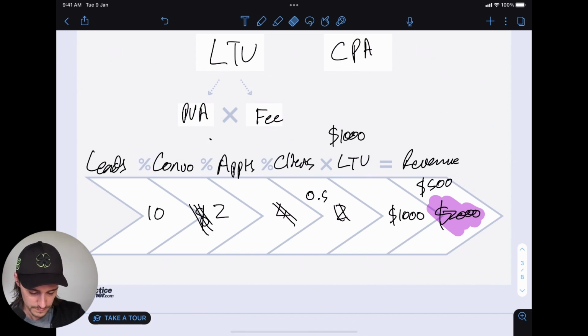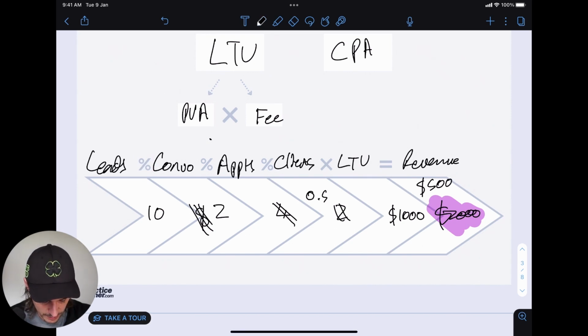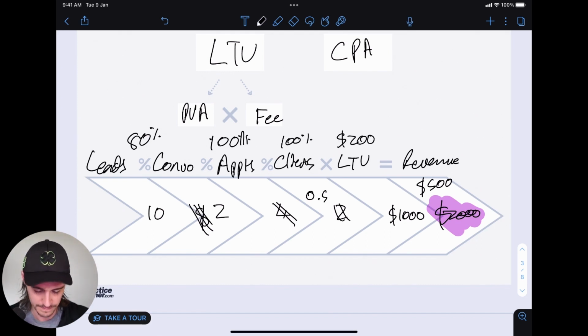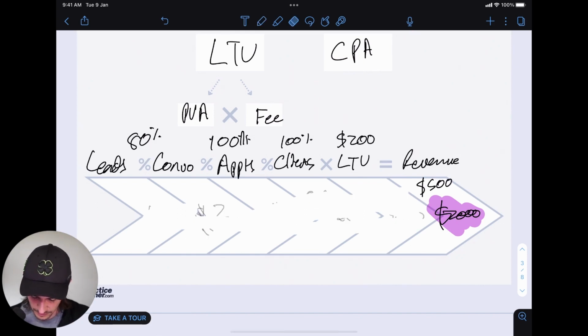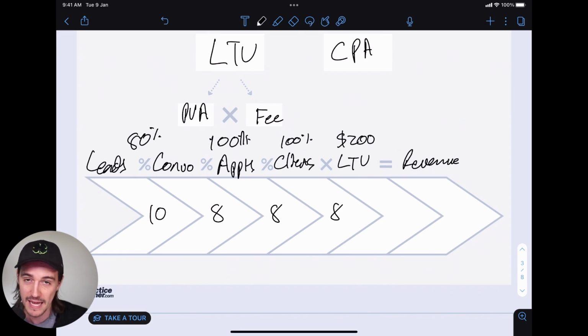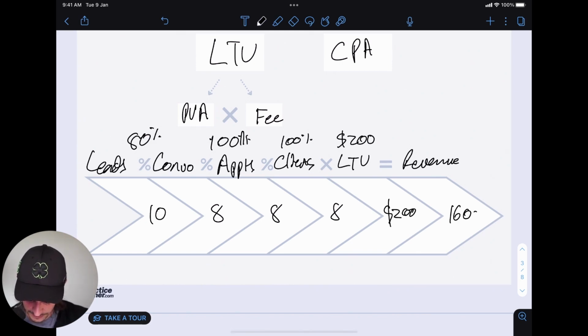Well, what if all of this was great? So I had 80% of people talking to me, I had 100% of people having appointments, and I had 100% turn into clients, but my LTV was only $200. What if that was the case? Well, my numbers are going to look very, very different. So 10 leads would turn into 8 conversations, 8 appointments, 8 clients, and at $200 each, I would make $1,600.